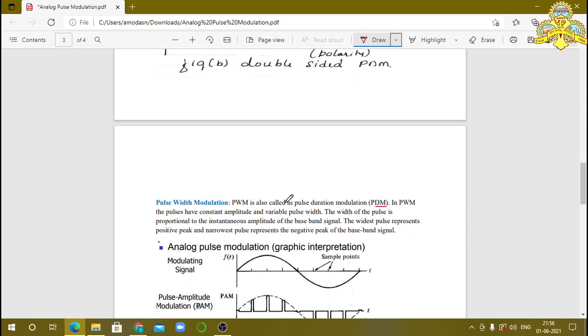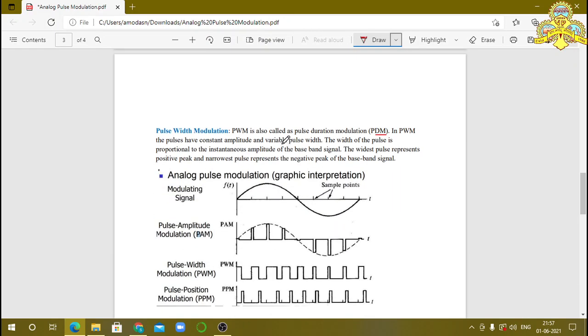In pulse width modulation, pulses have constant amplitude. The amplitude does not change. Here the amplitude remains constant and the width of the pulse varies. You observe this waveform, the pulse width modulation waveform.